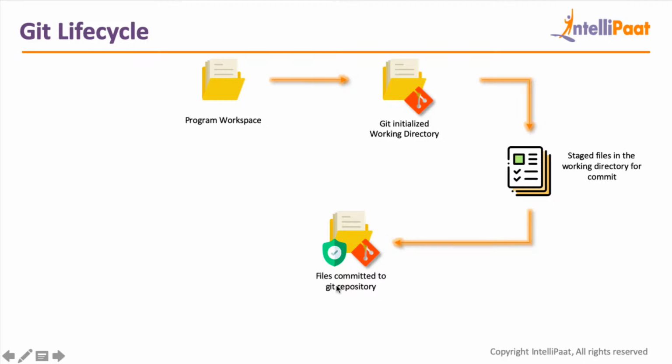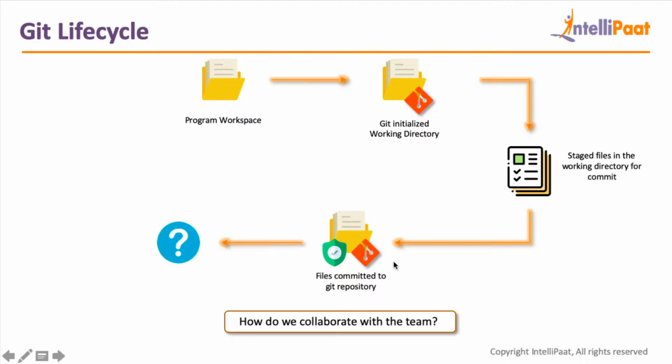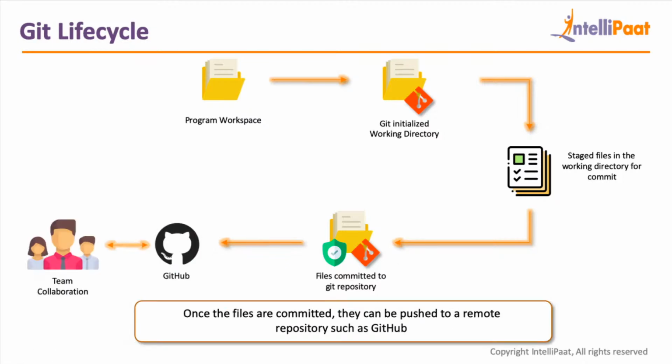But is this the end? So we were talking about the fact that Git promotes collaboration. So let's understand how that is done. Once your files are committed to your local repository, what happens after it? How do we collaborate with the team? That's when the concept of GitHub comes. GitHub is basically the remote repository of the distributed version control system that we were learning about. In a distributed version control system, as you know, you had a remote repository, then you had a local repository, and the developers used to work in the local repository. So GitHub is going to be the remote repository in this case.